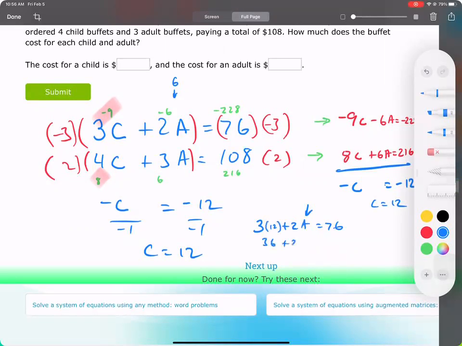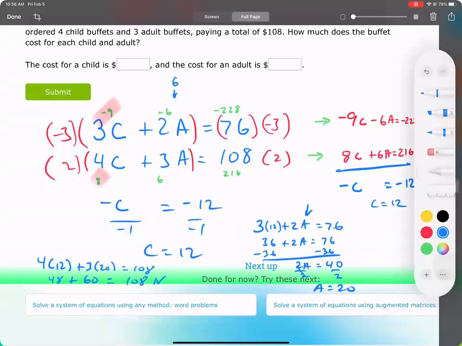36 plus 2a equals to 76 minus 36 to both sides. Thanks for catching that. 2a equals to, that's going to be 40. Divided by 2, divided by 2. A would be 20. It would cost $20 per adult. So just to double check that, if we said it costs 4 children is $12 and 3 adults, which is $20, would that add up to 108? That's 48 plus 60, and that does add up to 108. Just to double check.